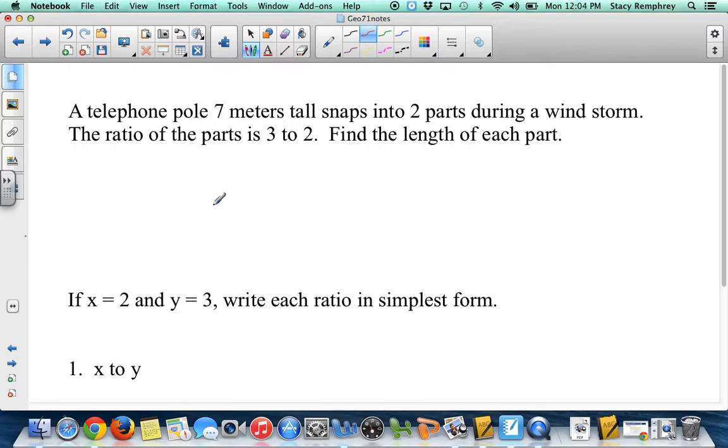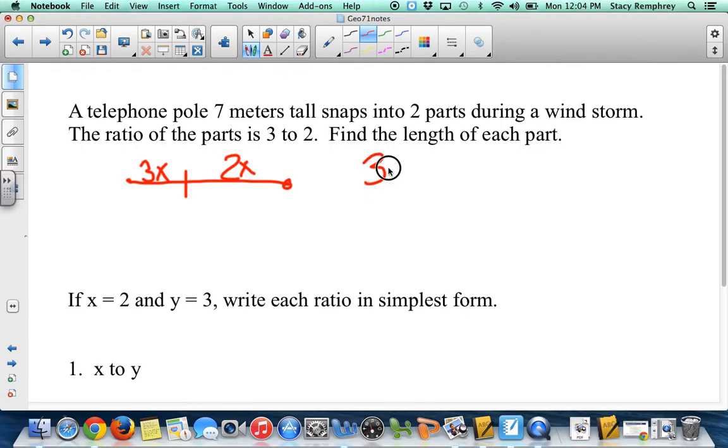All right, a telephone pole 7 meters tall snaps into 2 parts during a windstorm. The ratio of the parts is 3 to 2. Now, you did problems like this last year in Algebra 1. Now, they're in the ratio of 3 to 2, which obviously means they're not 3 and 2 because that would only equal 5. But what that means is the ratio of this part to this part has to reduce down to 3 to 2. So in order for them to reduce, you would have to divide them by the same number. So we would be multiplying them by the same number.